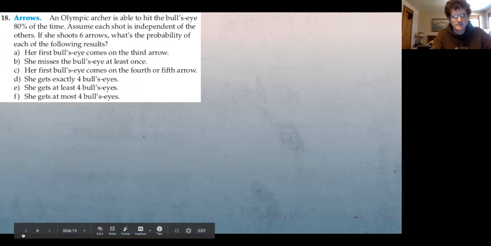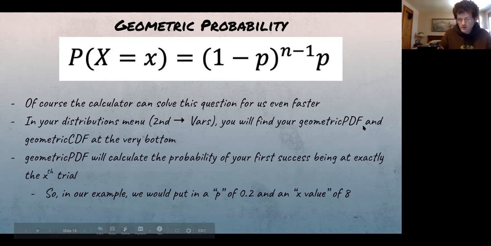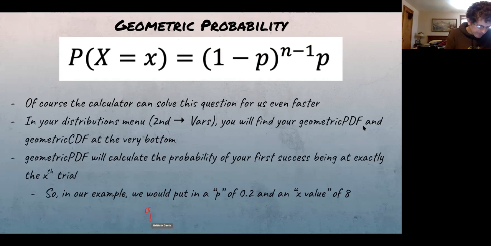Oops, I wanted to go back. So on your screen, before you hit enter, geometPDF. Oh, okay, and there's 0.2 and 8. So if you have to enter this without the interface, you just have an open parentheses, you'd put your probability of success and then which trial you are concerned with. Okay.